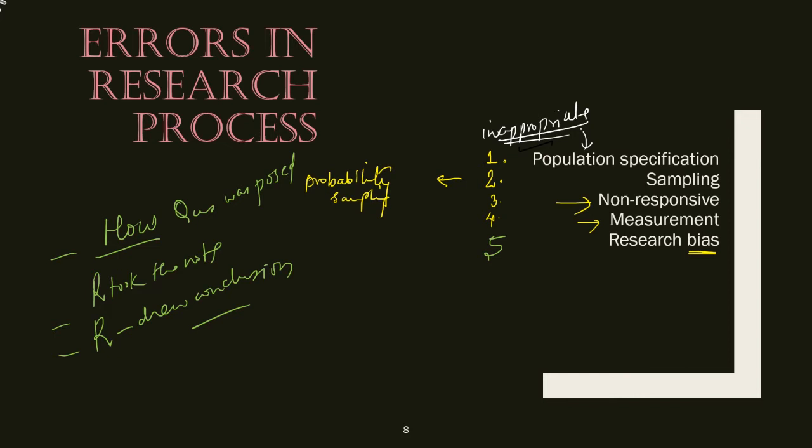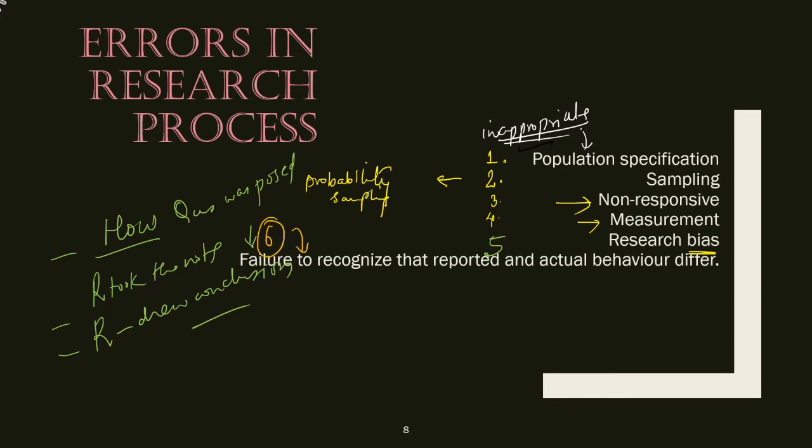Alright, next is failure to recognize that reported and actual behavior differ. So we must acknowledge that reported behavior and actual behavior are not always the same. For example, if you ask how many hours students study every day, they are likely to report more hours just to impress, or sometimes some students don't want to disclose how much they are studying, so they may give you wrong data and report fewer hours of study during the day.